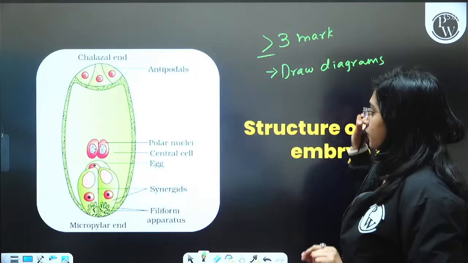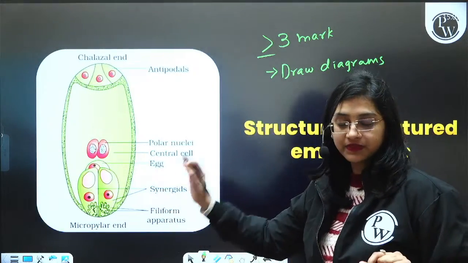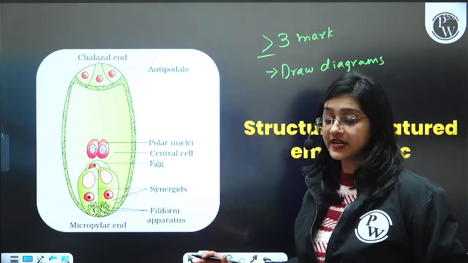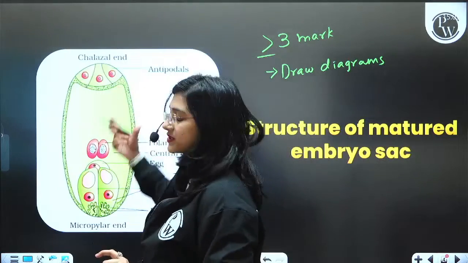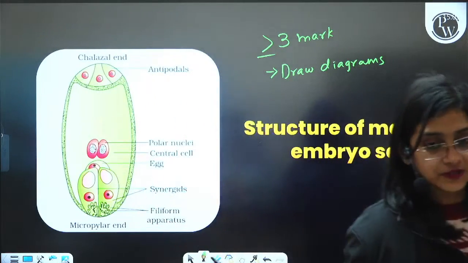One of the important diagrams, the very first important diagram that you have to study, is the structure of the embryo sac, which is the easiest structure.